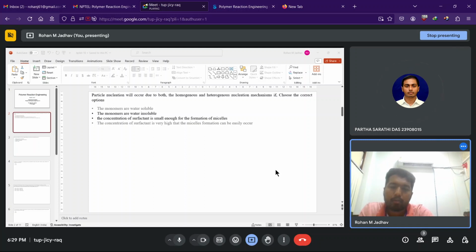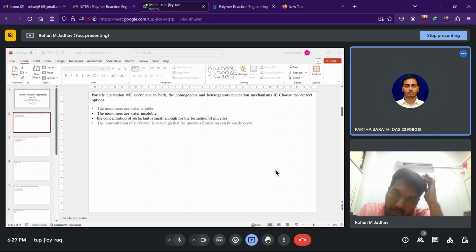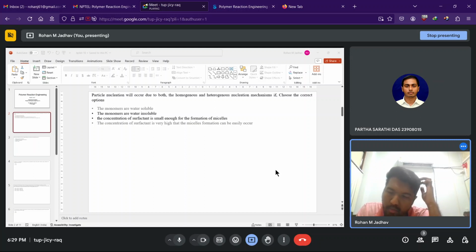In both cases, that is true what you said, that monomers are water soluble. So at that time only it will dissolve, and nucleation will occur in that case. So the first option, that the monomers are water soluble, is correct. Then if you explore the other options also, you have to find out what the CMC is and how the micelle formation is going to affect it.